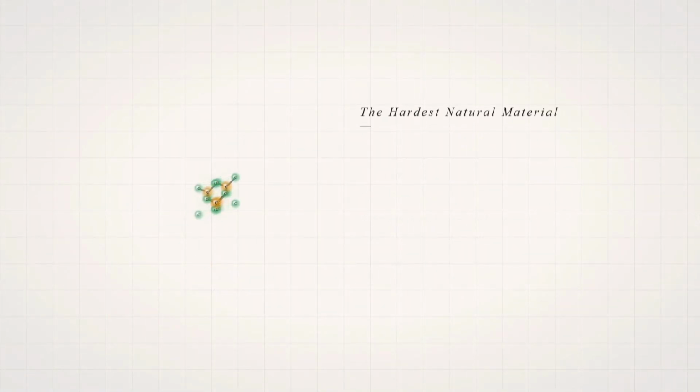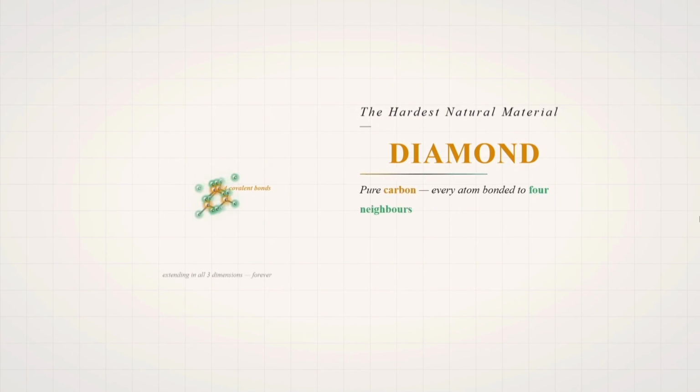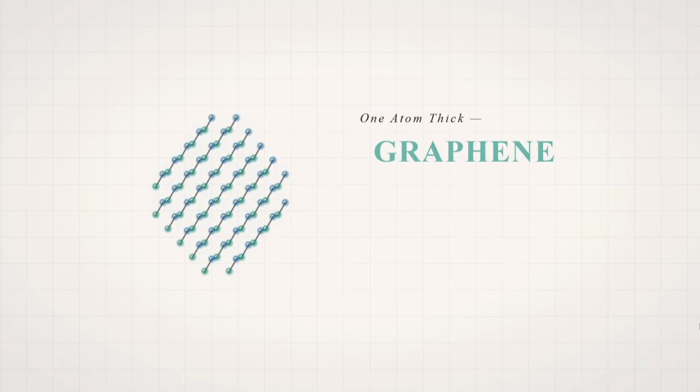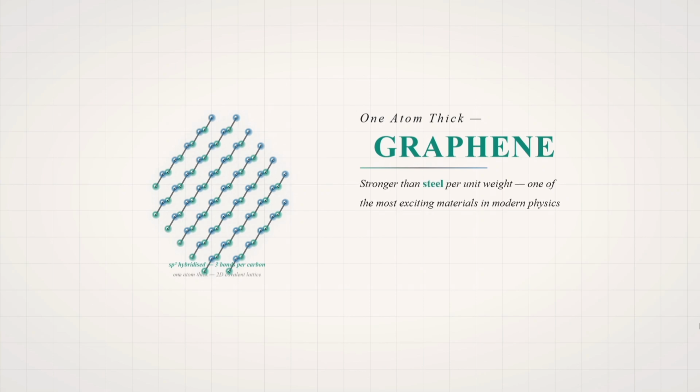Diamond, the hardest natural material, is pure carbon. Every atom bonded to 4 neighbors by strong covalent bonds, extending in all 3 dimensions forever. There are no ions, no charges, just sharing, endless, rigid sharing. Graphene, 1 atom thick, stronger than steel per unit weight, one of the most exciting materials in modern physics, is also pure carbon. The same atoms with different covalent bonding geometry, a completely different material.